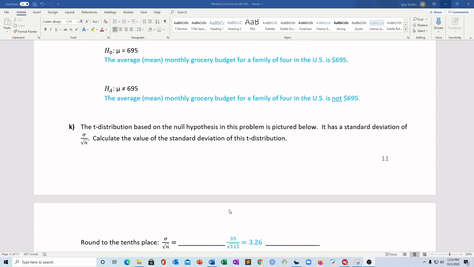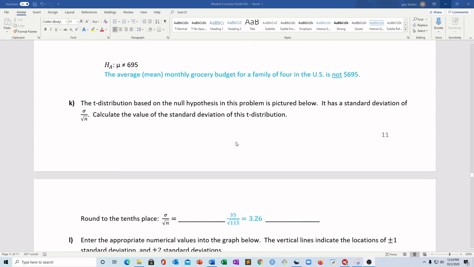We'll fill it out. The first thing we have to do, though, is figure out, okay, well, how spread out is this picture going to be? And the way we do that is by finding the standard deviation of the sampling distribution. Remember, we called that the standard error. So all we're doing in part K is finding the standard error.